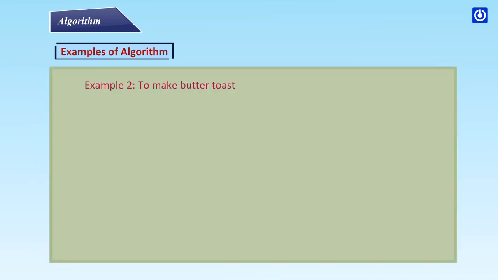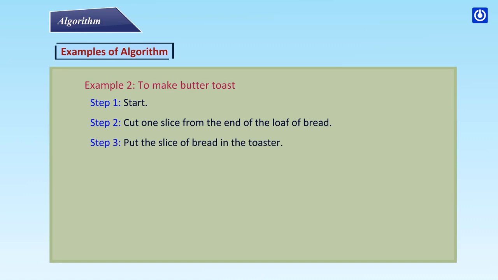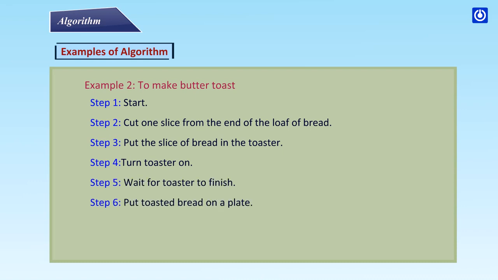Example 2. To make butter toast. Step 1. Start. Step 2. Cut one slice from the end of the loaf of bread. Step 3. Put the slice of bread in the toaster. Step 4. Turn toaster on. Step 5. Wait for toaster to finish. Step 6. Put toasted bread on a plate. Step 7. Spread butter on toast.